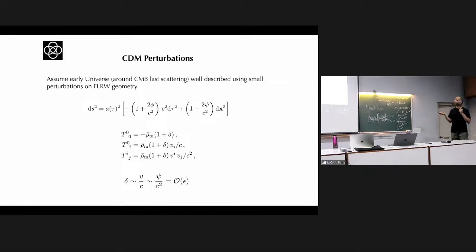Who is the first person after which this metric is named? Friedman. Alexander Friedman. So the equation that governs the evolution of H is called the Friedman equation. So now, instead of the Friedman equation, I will have some other equation. That other equation will involve phi, psi, delta, etc. And therefore, I will say that I already know the Friedman equation.